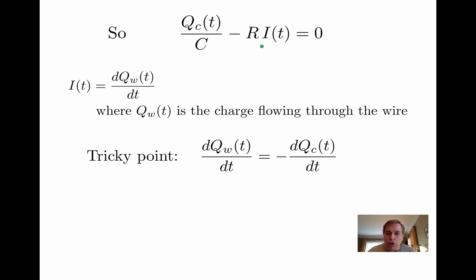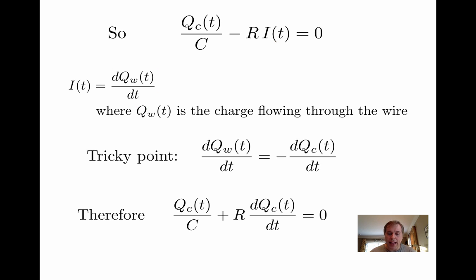So what I do now is that I'm going to replace I of t here. I of t is given by this, but dq_w dt is equal to minus dQ_C dt. So in this equation here, we replace I of t by minus dQ_C dt. And if we do that, we get the following equation. That's the equation we get. Okay, and again, the key point is that this is my I of t.